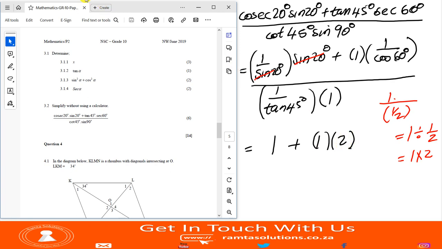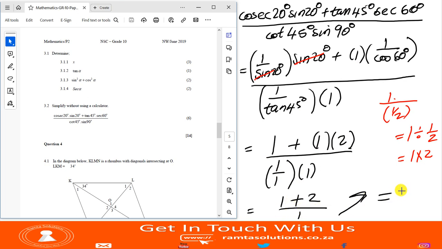Happy? Perfect. Now, we then proceed with tan 45. We did say tan 45 is 1. You guys remember? Tan 45 is 1 over 1. So this is 1 plus 2 over 1. Therefore, what is our answer? Our answer is 1 plus 2, which is 3. So our answer is simply 3.